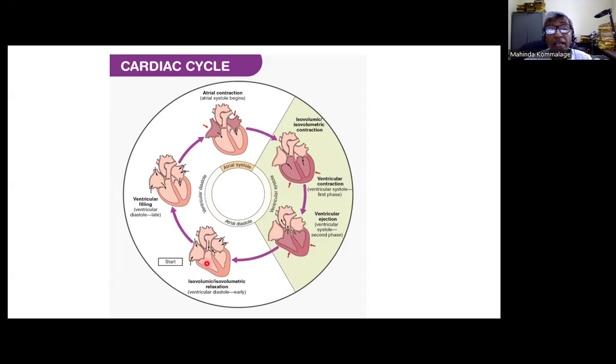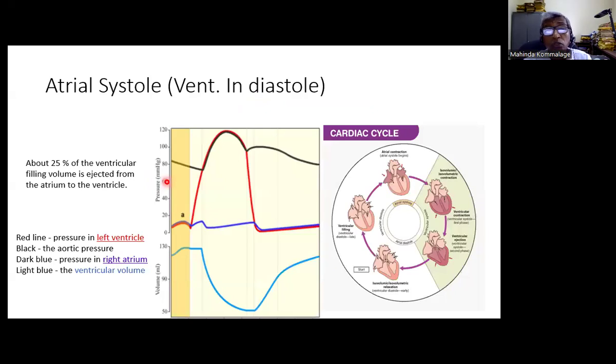When the ventricles relax, of course, there are two phases, a very narrow isometric relaxation, which I will explain later. And then when the ventricle relaxes, blood will come from the atria to the ventricle. So this cycle will go on, and I will explain each step in subsequent slides. Right. So just to start with the atrial contraction, we can call it atrial systole.